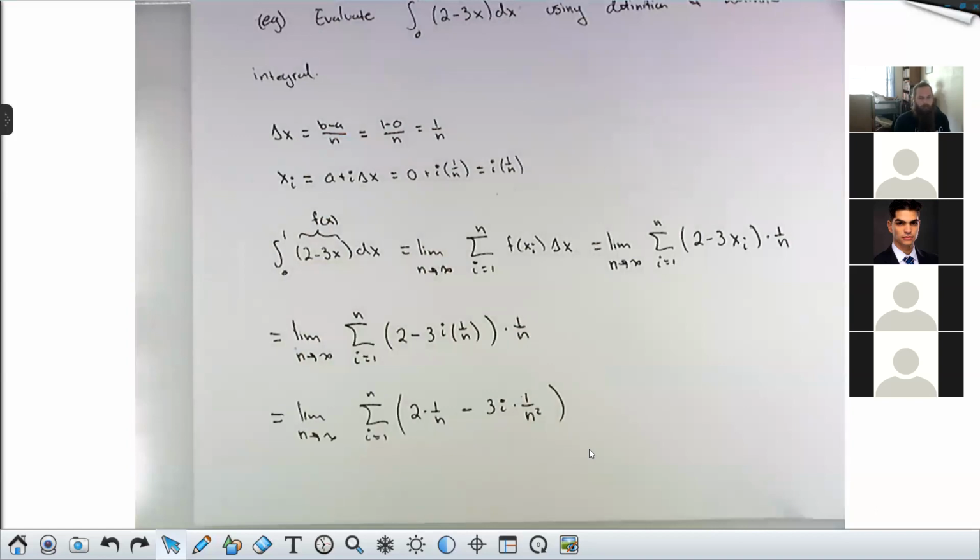So for the first step, you're basically just plugging everything in. Right. Yep. Okay. We have to calculate the delta x and the xi's. But then, yeah, we just plug everything in, and that gets us to here. Got it.